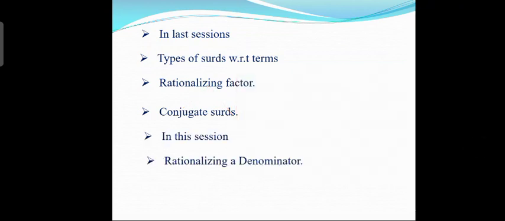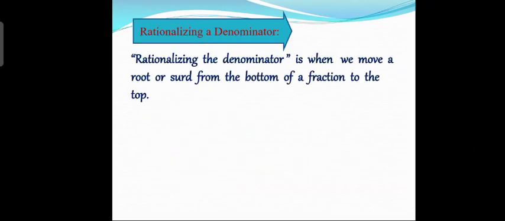In this session, we will discuss rationalizing the denominator and then we will solve some questions from exercise 4.4. Rationalizing the denominator is when we move our root or surd from the bottom of a fraction to the top. So don't forget, rationalizing the denominator means moving the root or surd from the bottom of a fraction to the top. Actually, this is the movement.